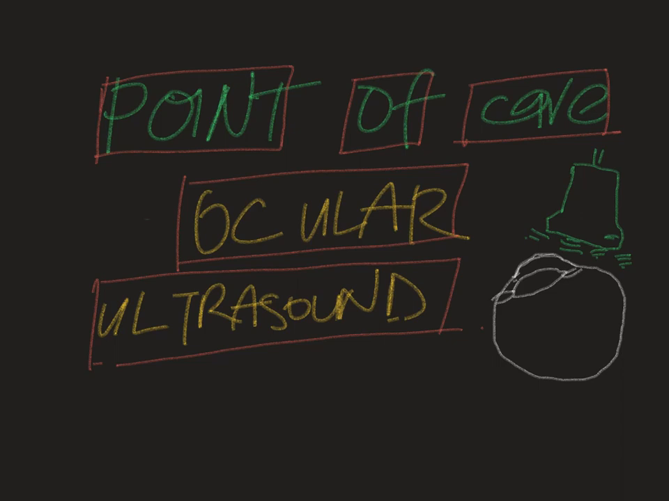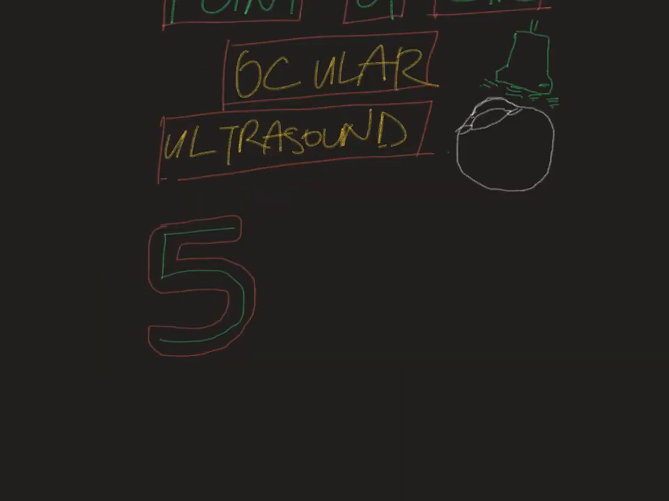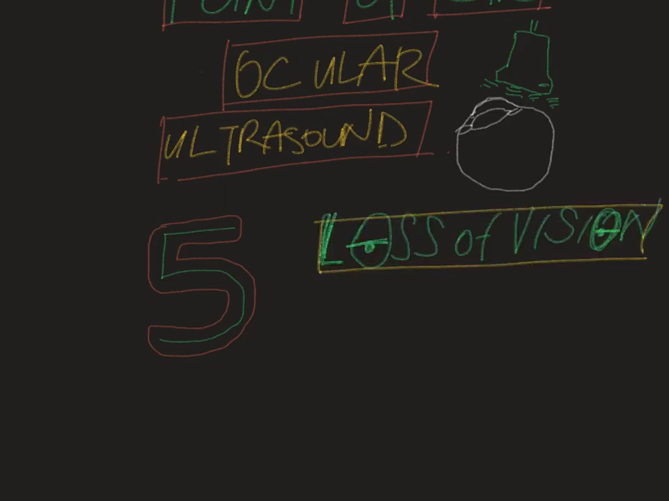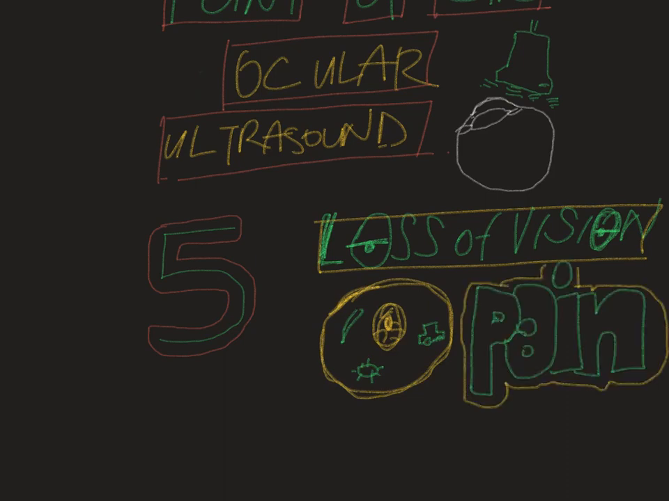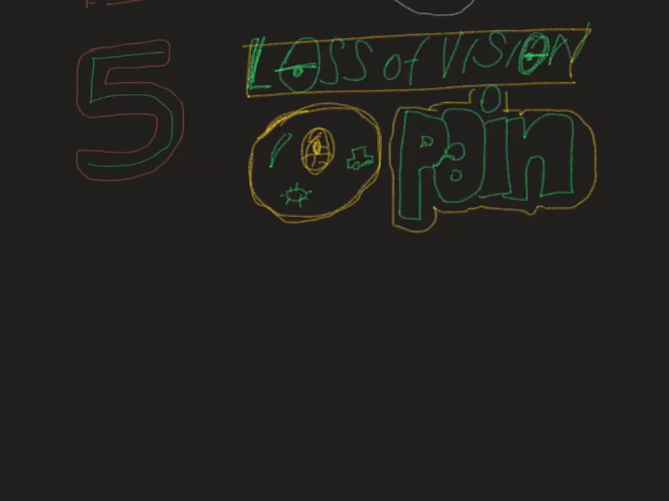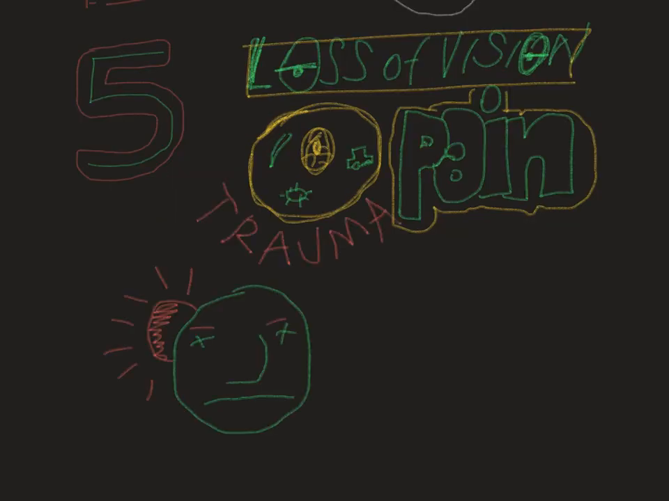Okay, now let's talk about ocular ultrasound. What are the 5 settings or emergency presentations where we can use ocular ultrasound? Number 1 is if a patient presents with loss of vision. Number 2, if you suspect there's an ocular foreign body in the eyes. Number 3, when there is ocular pain. Number 4, when there is eye trauma. And number 5, head injury with suspected raised intracranial pressure.